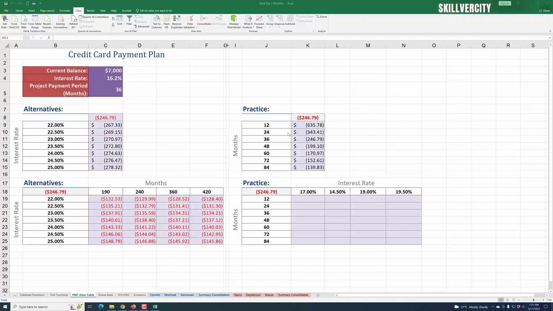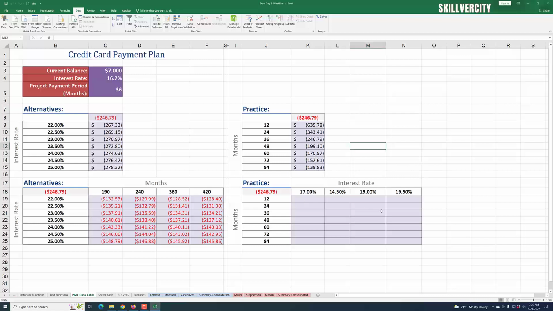But if we look at the other changes, if, for example, we change the payment period to 12 months, you can see the change here. Because the period is shorter, you're making only 12 payments, I suppose, if you're paying monthly. Then you see that your payment will increase to $635.78. The more you stretch it out, the more you increase the number of months, the smaller it becomes.